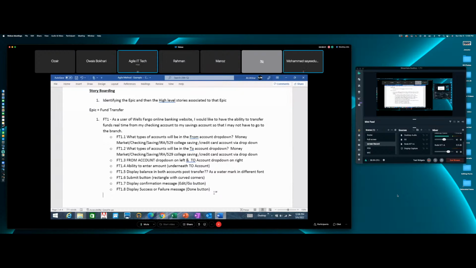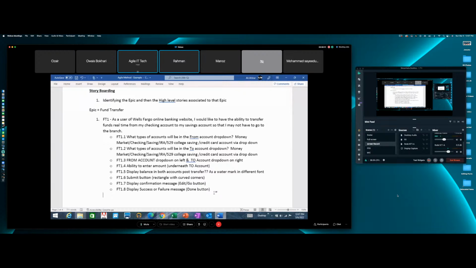If I click edit, where will I go? Back to screen 1. Agreed? Because you need to change something there. If I click go, where do I go? Third screen, page 3, FT 1.8, which is the success or failure message. With how many buttons?